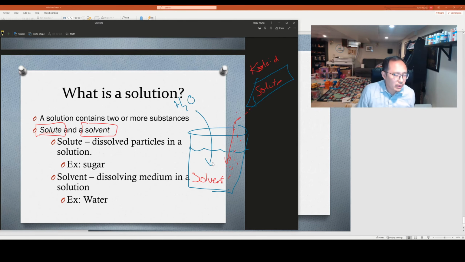So one way to remember this is solute sounds like solid. Most of the time, I'm going to say most of the time, your solid, like your sprinkled sugar granules, your Kool-Aid powder, that is your solute. And then the stuff you're dissolving into, like your liquid stuff, like your water, that's your solvent. Okay, so that's your difference between a solute and a solvent.